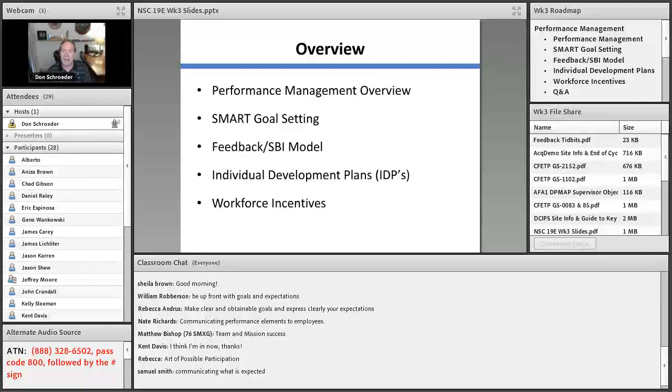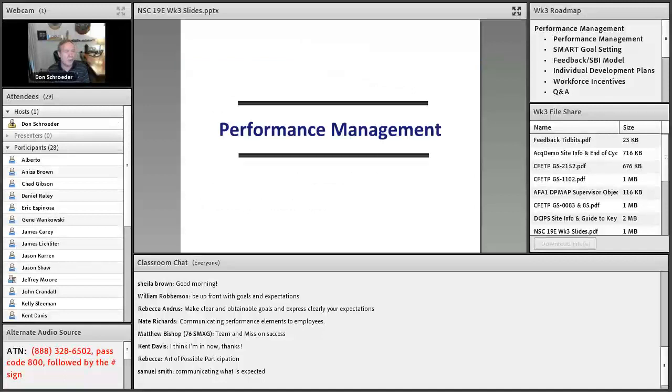All right. Anyway, lots of stuff in the file share for you now. Hey, let's get on with this. Let's go back up to our roadmap. Let's finish up with our objectives so we can get going. In this area of week 3, performance management, it says, understand the importance of performance management and supervisor responsibility in goal setting, feedback, development, and workforce incentives. Basically, a lot of stuff we're going to touch on today, as a matter of fact. Any questions before I get started? I don't see anything. All right, let's get going then.